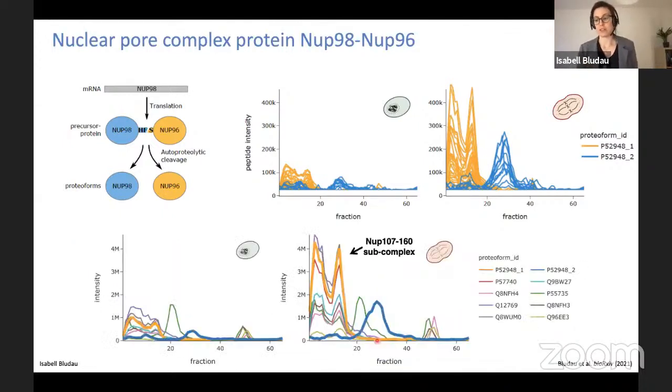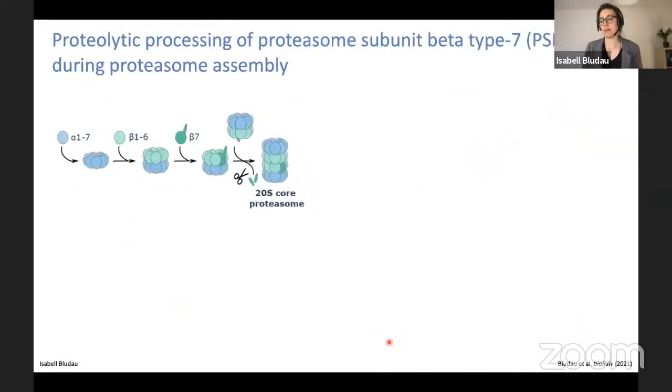And what you could actually see is if we do the complex analysis in this data, you will see that the orange proteoform, so the NUP96, is actually integrating in the NUP107-160 subcomplex, whereas the NUP98 protein is not contributing to this complex, which is something that has been known before, but we could do this in a completely data-driven way in our data.